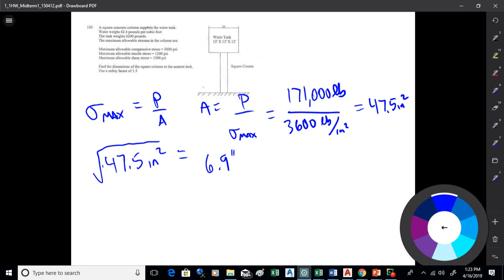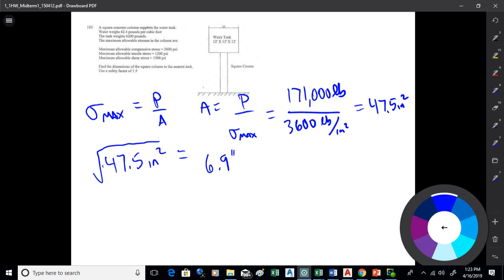But now we also have to look at the shear, okay? So look at both cases, round up to the nearest inch, and then pick the biggest or the smallest. What? Yeah, I think the biggest. There we go.